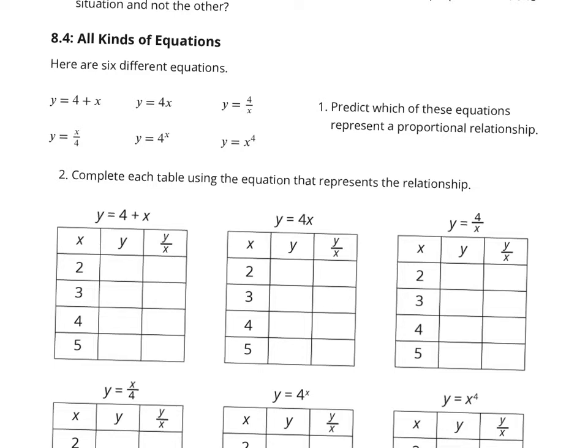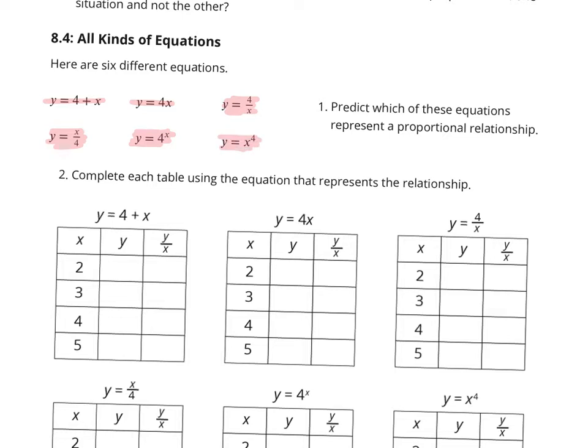First thing it says is, here are 6 different equations, and I want you to look at them. One of them is y equals 4 plus x. The next one is y equals 4x. Then we have y equals 4 divided by x, y equals x divided by 4, y equals 4 to the power of x, and y equals x to the power of 4.